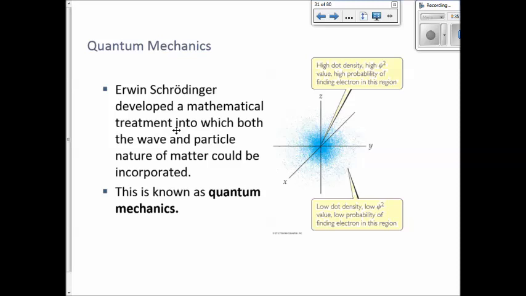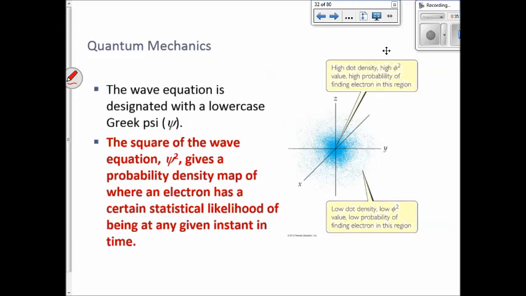He developed a mathematical way of determining the wave and particle nature of the electron, and it ended up falling under the umbrella of quantum mechanics. We're going to talk about that electron density graph in just a minute. But this is what you need to write down about Schrödinger and what we use it for.